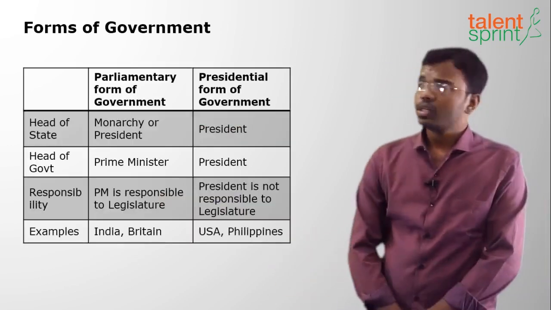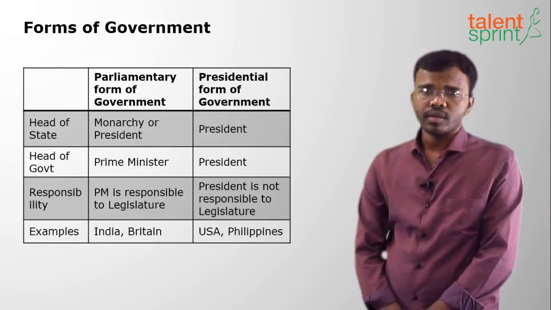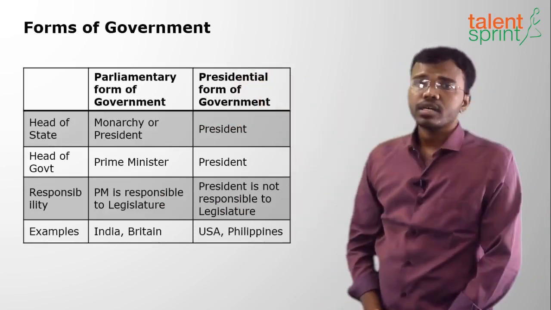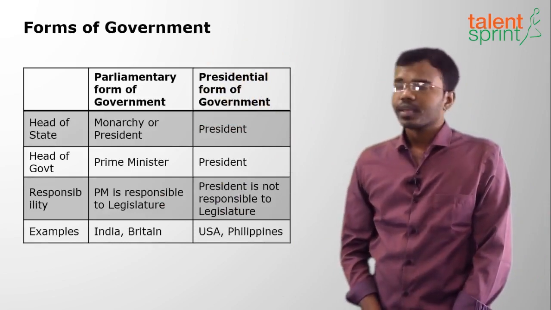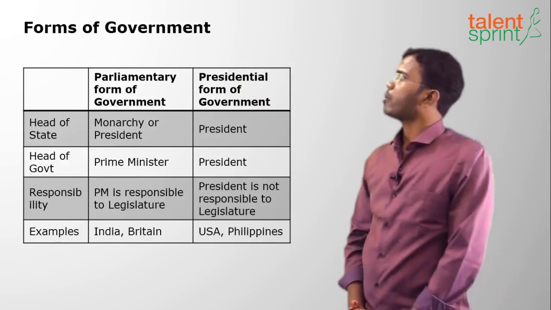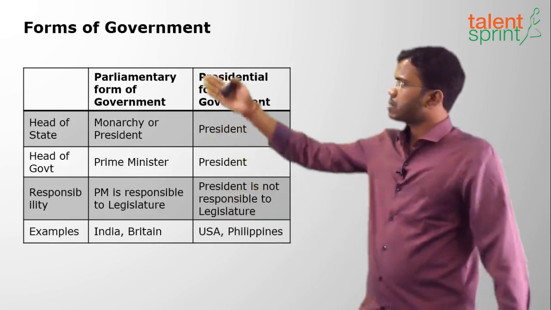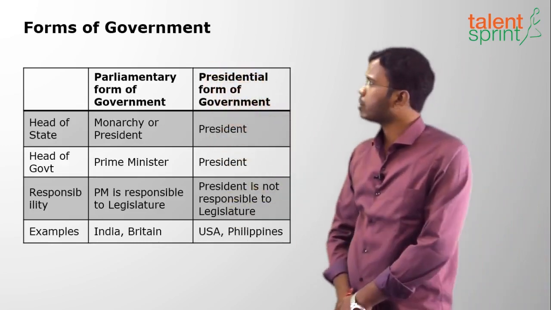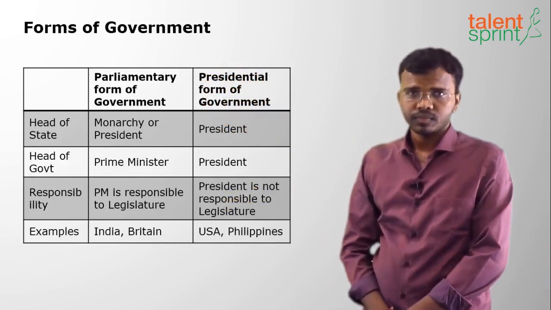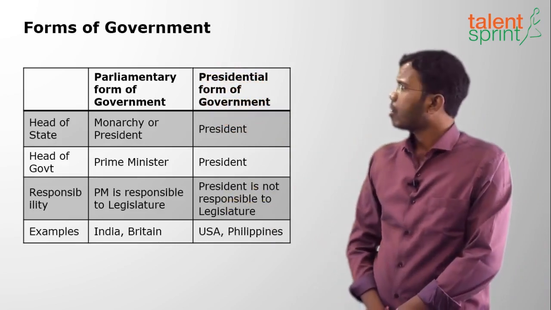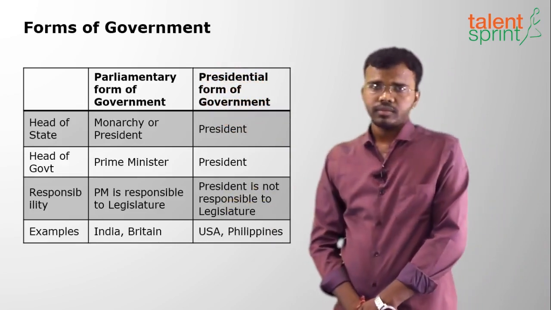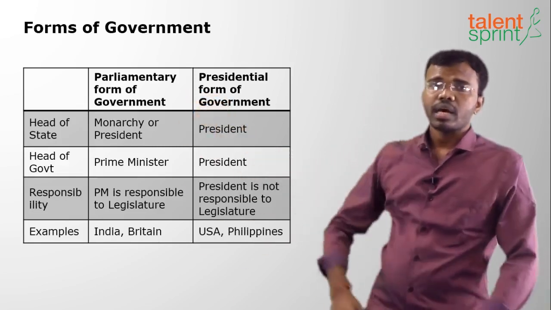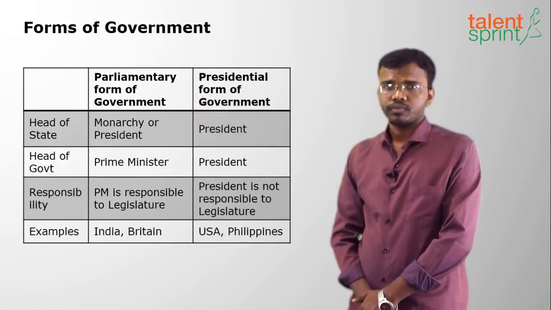We have generally 2 forms of government, that is parliamentary form of government and presidential form of government. So what do you mean by parliamentary form of government? I have just listed out. In parliamentary form, the head of the state is either a monarch, a king or queen, or the president. And the head of the government is the prime minister.